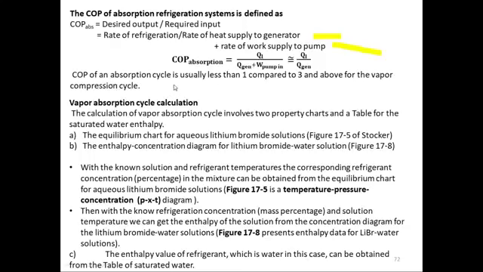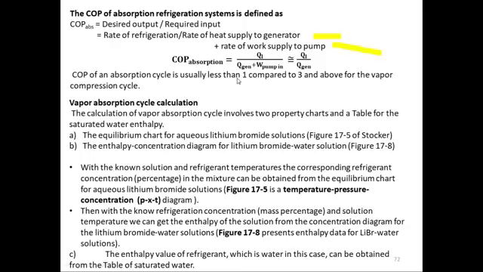COP of an absorption cycle is usually less than 1 compared to 3 and above for the vapor compression cycle. So the vapor compression cycle generally has higher COP as compared to the vapor absorption cycle. But this vapor absorption cycle is only useful when you have waste heat available in larger quantity and for a longer period. So that's about the COP of it.